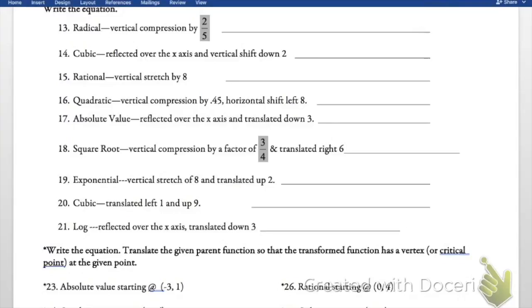Welcome back. This is Mrs. Boots. We're going to do the second part of our transformation practices. Now, the first thing we have to do is go from words, description, into an equation.